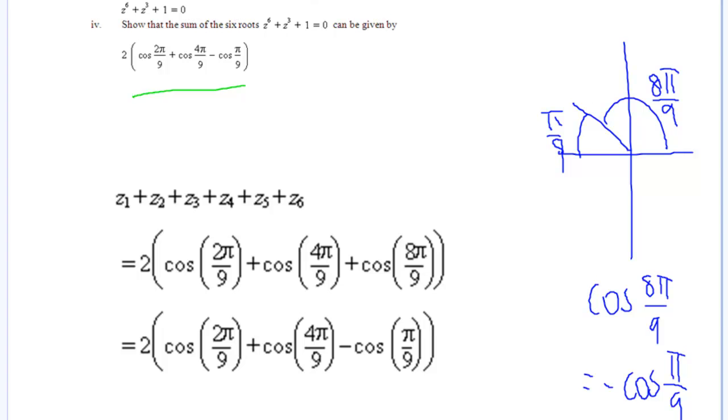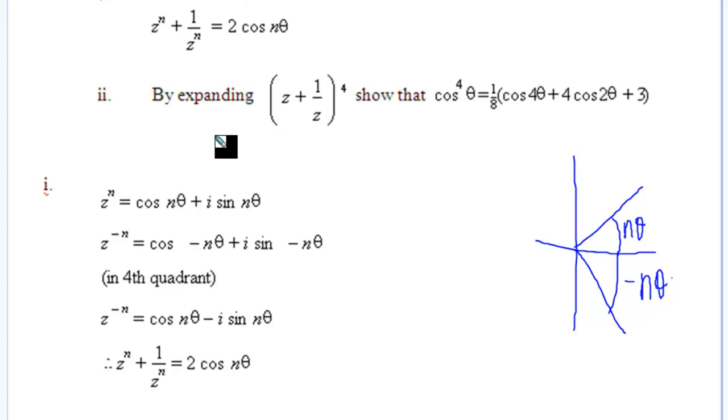So in the next one, I think we might have done something like this in class as well. So we have z equals cos theta plus i sine theta. Show that z to the power of n plus 1 on z to the power of n is 2 cos of n theta. So if we do that, we use de Moivre's theorem, and so we know that's the case.